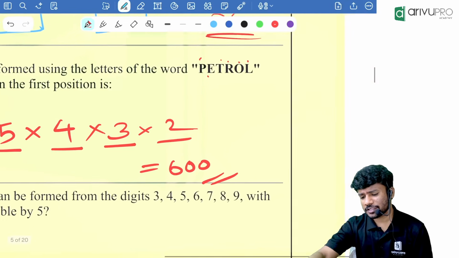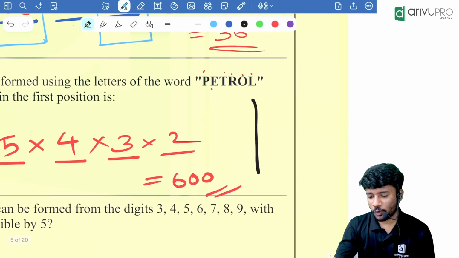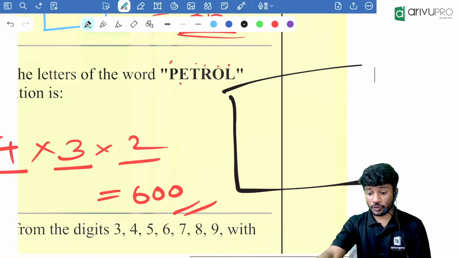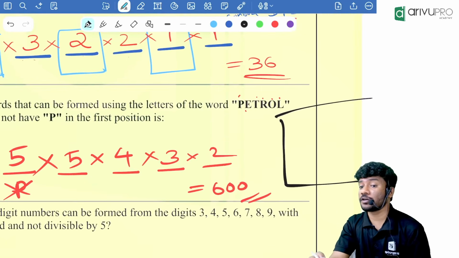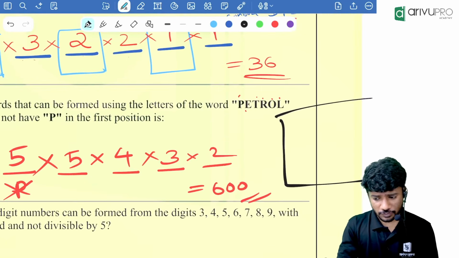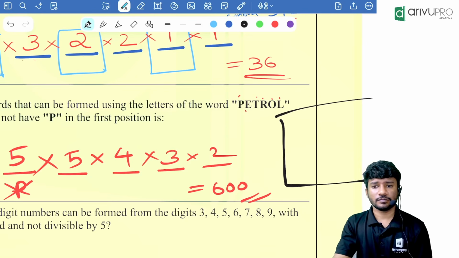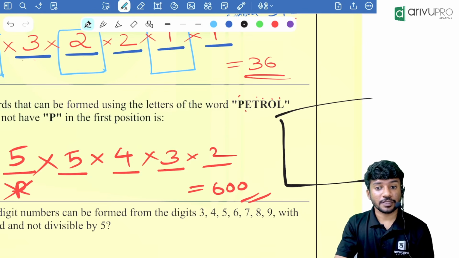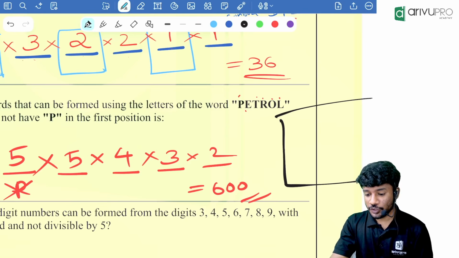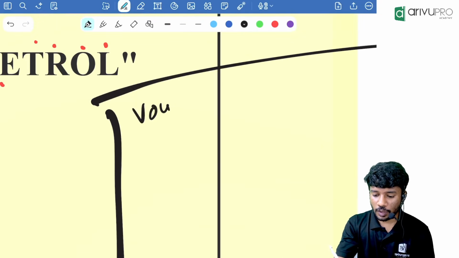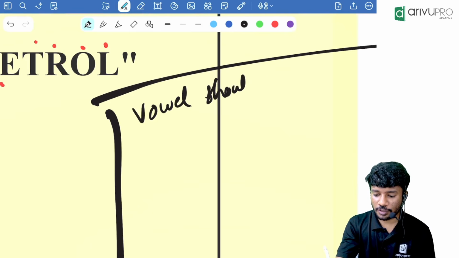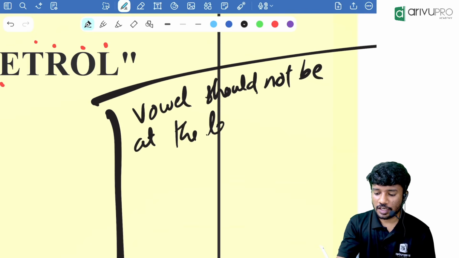One more thing, though. Can I ask one more thing from the same question, so that you are not having the luxury of not thinking? I will ask a question from this itself. Using the letters of the word petrol such that a vowel should not be at the last place. What is the condition? A vowel should not be at the last place. That is the question.